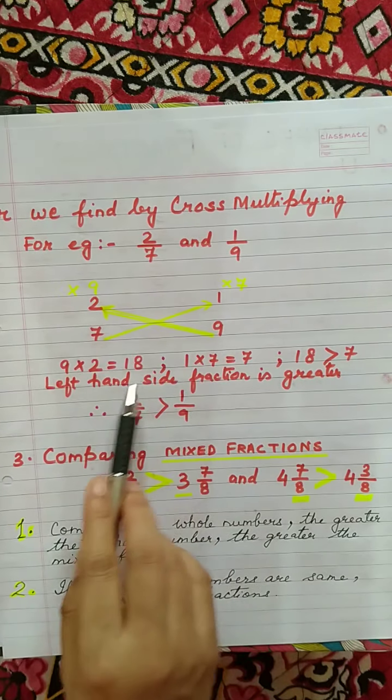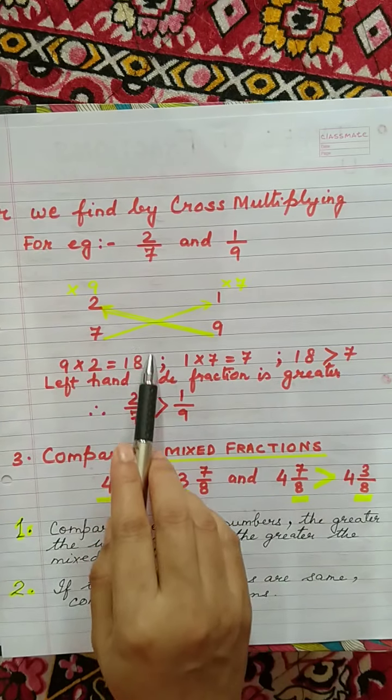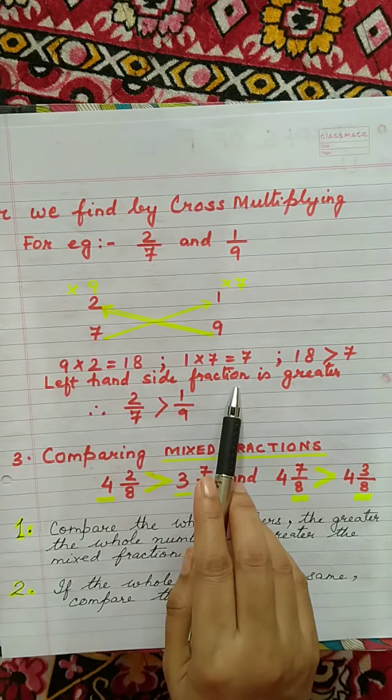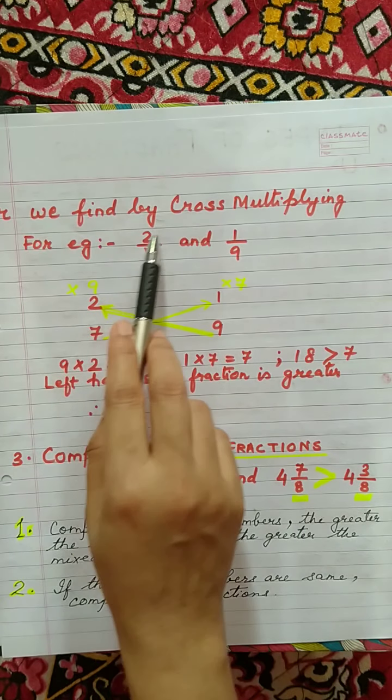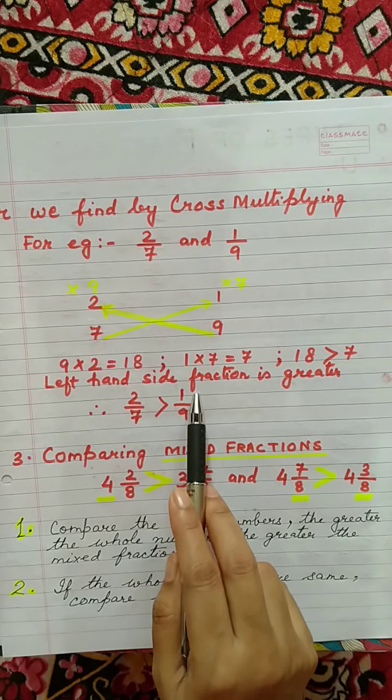2 into 9 is 18. 1 into 7 is 7. Now 18 is greater, which is in the left hand side. Therefore, left hand side fraction is greater. Left hand side fraction was 2 by 7. So 2 by 7 is greater than 1 by 9.